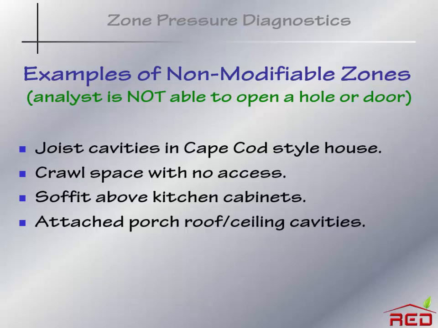That makes an attic a modifiable zone. What I am talking about here are non-modifiable zones. You cannot open, or in some cases close, something up to change the pressures in the zone when you're doing a blower door test.